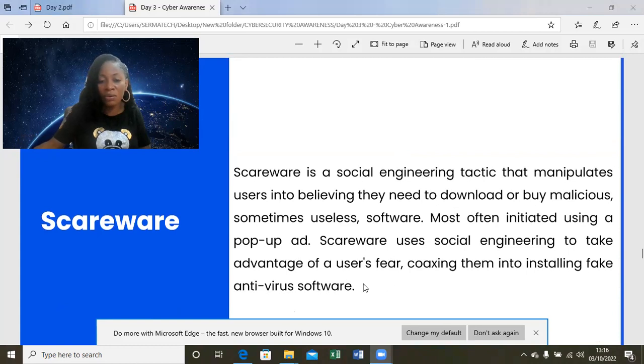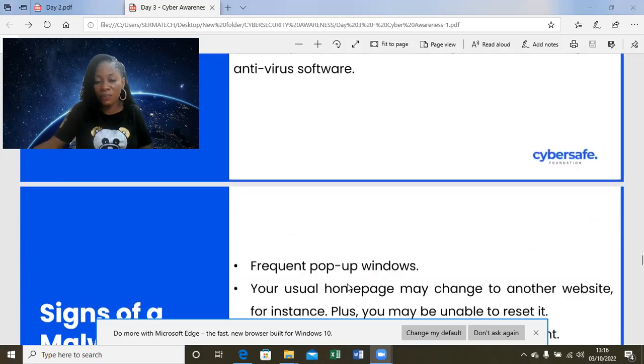It just tells you, oh, your system is at risk of shutting down. So in order for it not to shut down, you need to download this, pay for it, otherwise your system will shut down. We just scare you into making transactions that you shouldn't have done.